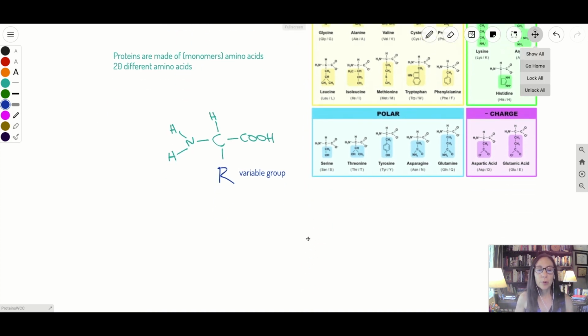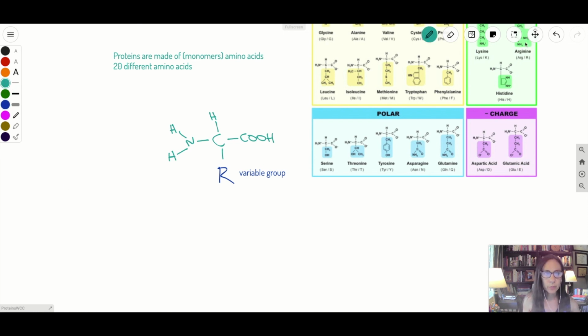A protein is made up of a string of amino acids. Each amino acid is going to bind to another amino acid, and that's going to bind to another amino acid, and so on. Each protein has anywhere from 100 amino acids to thousands of amino acids. Some proteins are really small with only 100 amino acids, and some are very, very large with thousands of amino acids.